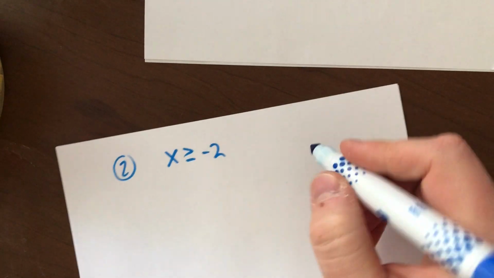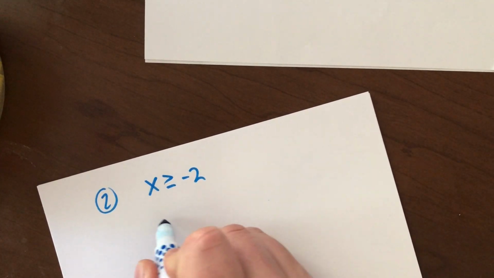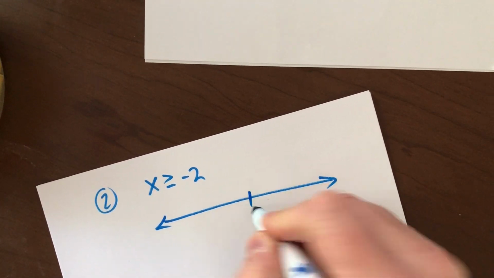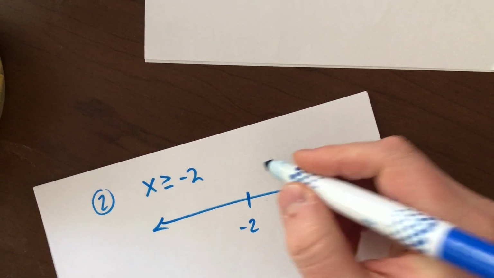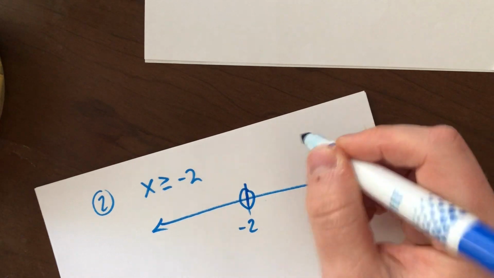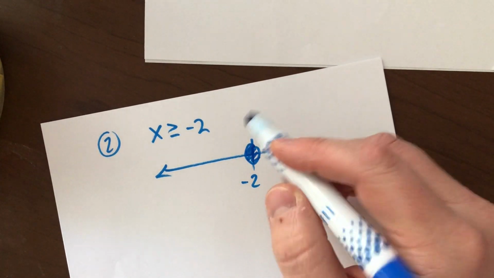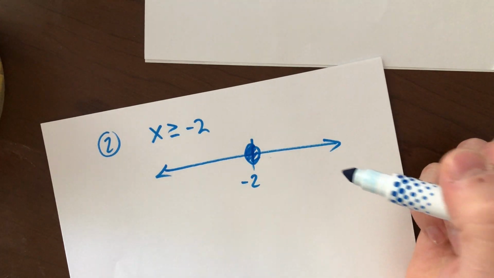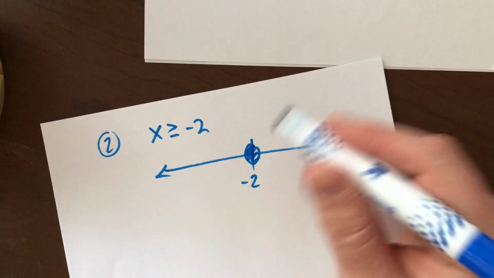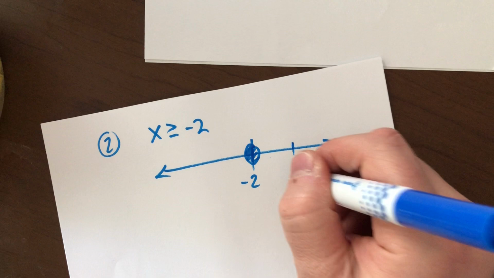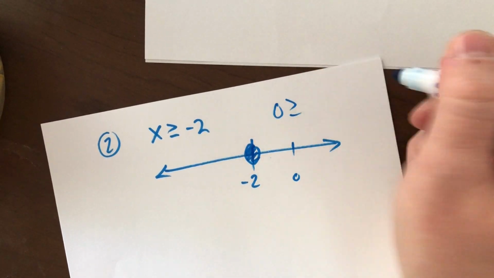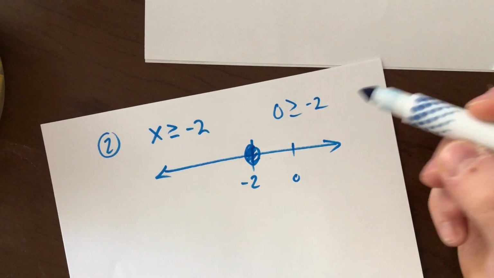So number two. Everything's the same, but we can go a little bit faster now, right? We have -2. That's what we're focusing on. That line underneath tells us we're filled in. And then we need to figure out which side this belongs on. I can test any number I want. I could test 0 if I want. Is 0 greater than or equal to -2?